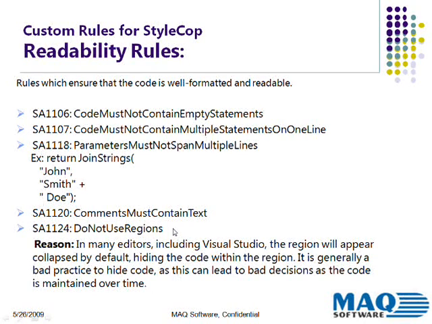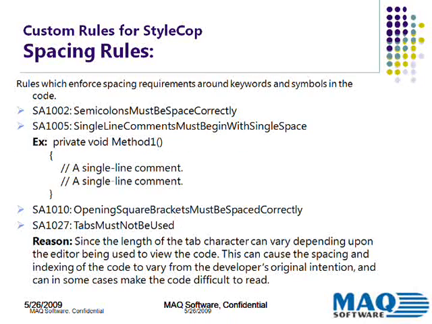Moving forward, the next one is the spacing rules. These are the rules which enforce spacing requirements around keywords and symbols in the code. So basically it depicts all the issues or warnings when there is unnecessary use of symbols in the code, such as semicolons must be spaced correctly, or single line comments must begin with a single space, and tags must not be used. Basically related to extra, unnecessary symbols used in the code.